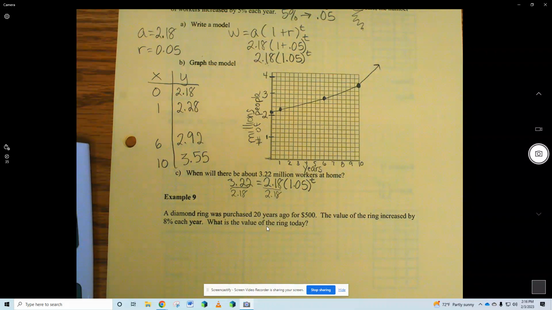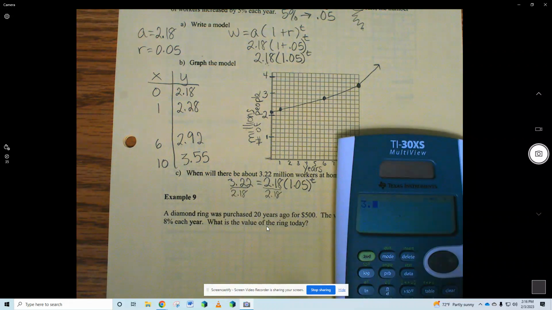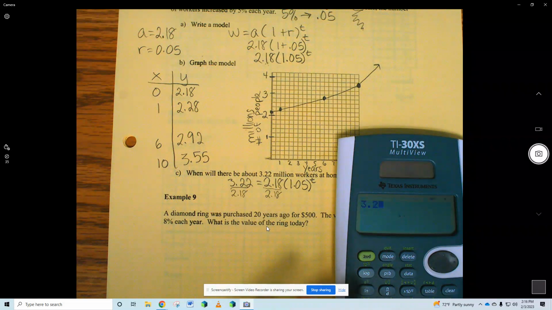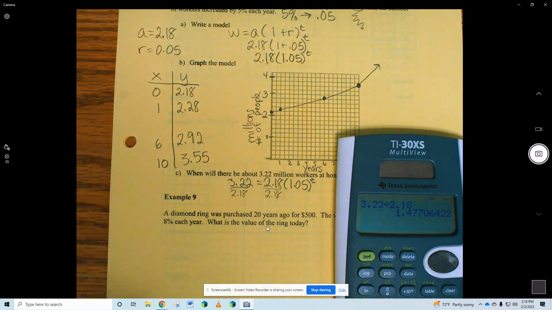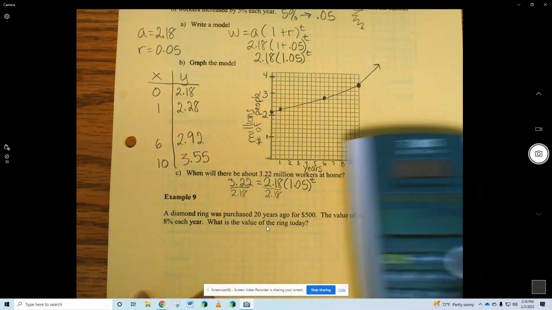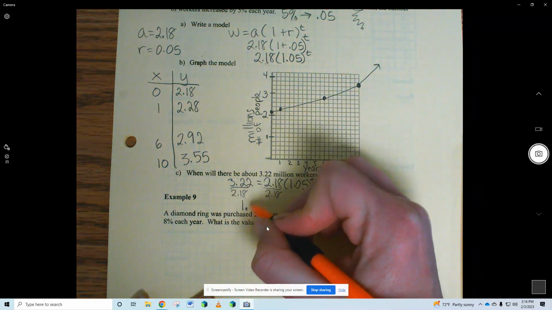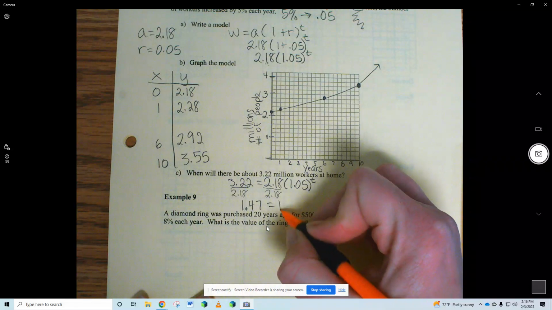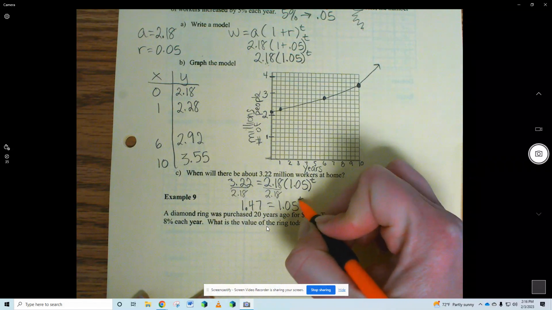Okay. Oh, sorry. Here's my calculator. 3.22 divided by 2.18, 1.47. So on one side of the calculator, I have 1.47. I'm not going to round crazy. And on the other side, 1.05 to the t power.